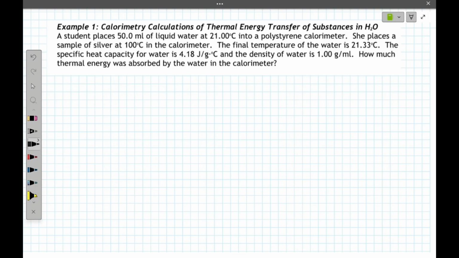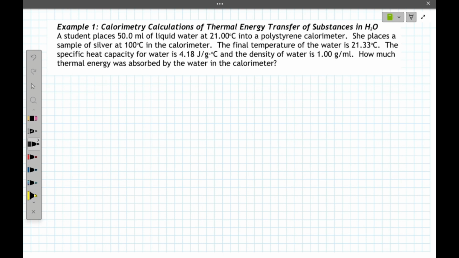Okay, let's start with the calculation portion of the lesson. Example 1. A student places 50 milliliters of liquid water at 21 degrees Celsius into a polystyrene calorimeter. She places a sample of silver at 100 degrees Celsius in the calorimeter. The final temperature of the water is 21.33 degrees Celsius. The specific heat capacity for water is 4.18 joules per gram degree Celsius, and the density of the water is 1 gram per milliliter. How much thermal energy was absorbed by the water in the calorimeter?